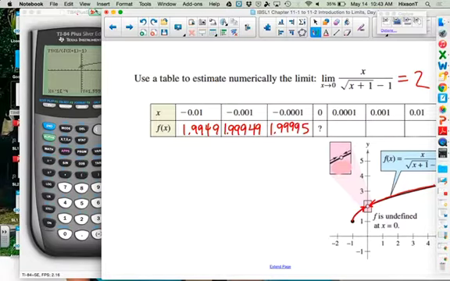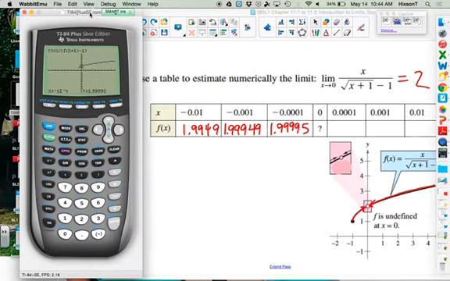How did you come up with the 2? We came up with the 2 just from looking at the graph, but that's not good enough. So it's always going to be the place where it's undefined? Well, not necessarily. This is why we're doing this. We're going to use the table. We made an observation based on the graph. Now we're confirming it mathematically to see if it's right or wrong.